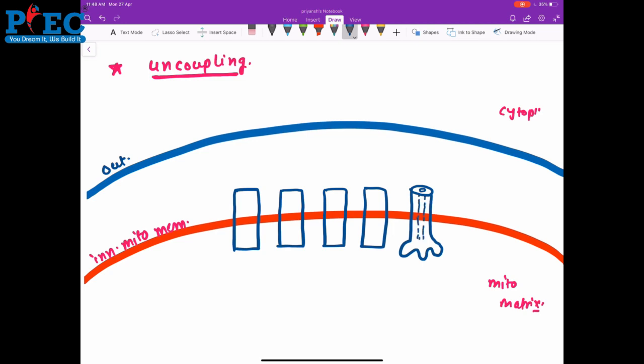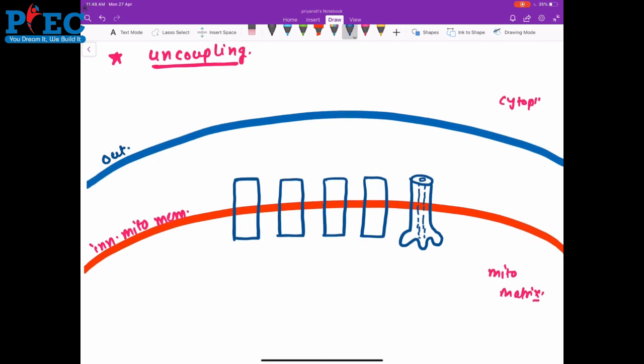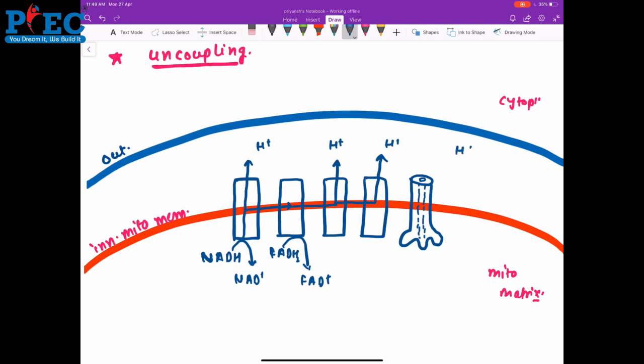And there is a passage in complex 5. What we have learned is that NADH and FADH will attach to their respective complexes and will donate hydrogen ions. These hydrogen ions will be pumped into the intermembrane space via the various complexes. Once these hydrogen ions accumulate in the intermembrane space, they will try to come back via complex 5. The fan will run and the ATP will be generated. This is what we have learned.